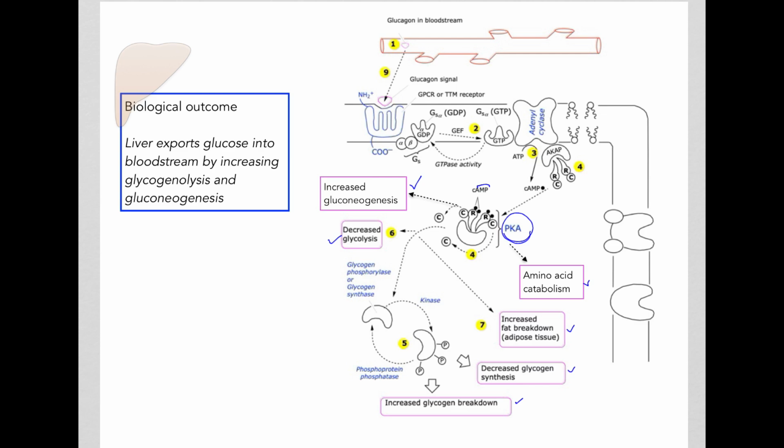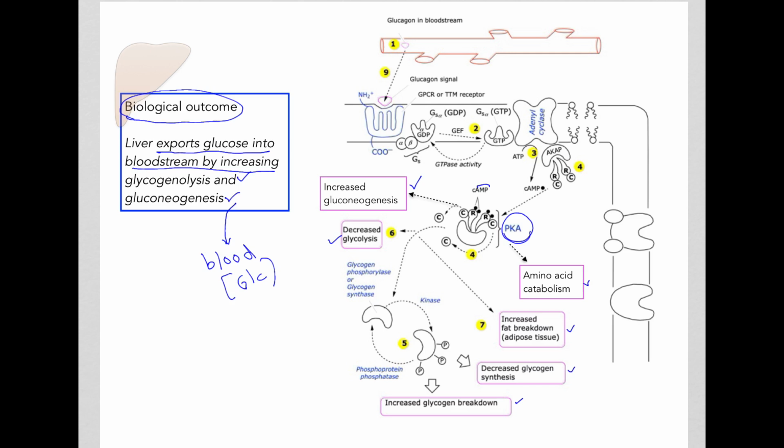So one of the most important biological outcomes of this, if this cell was the liver, would be that the liver cells would now start exporting glucose into the bloodstream by increasing glycogen breakdown and increasing glucose synthesis by gluconeogenesis. And this is very important in starvation because this is how we maintain our blood glucose concentration when we are not eating.